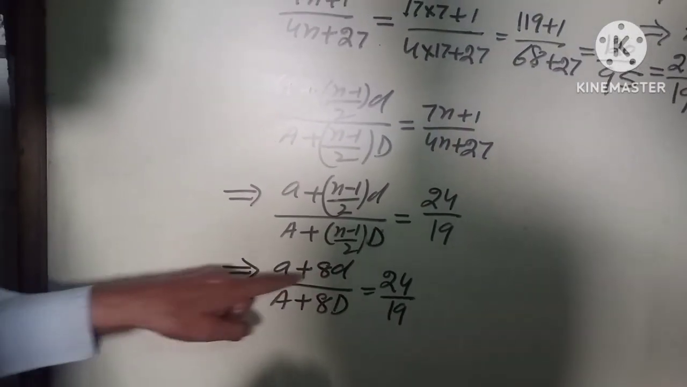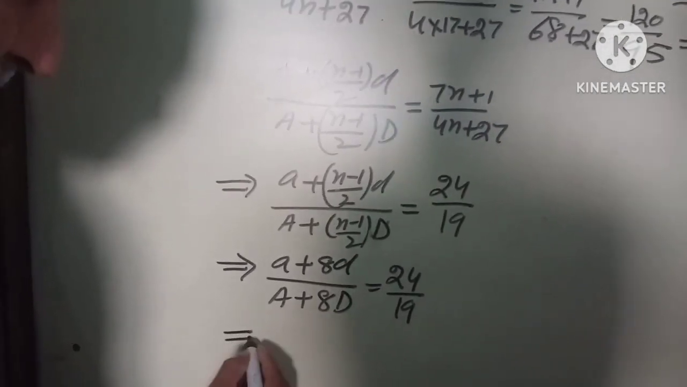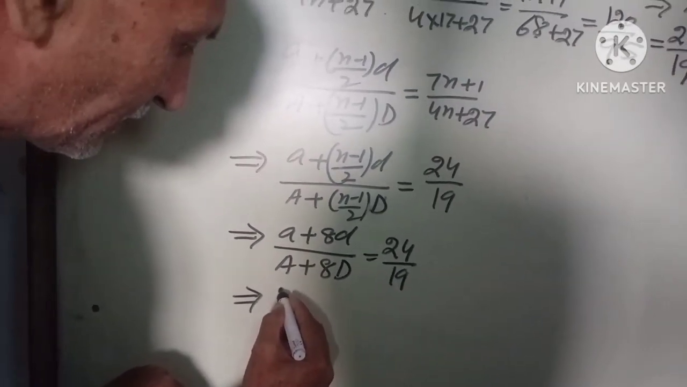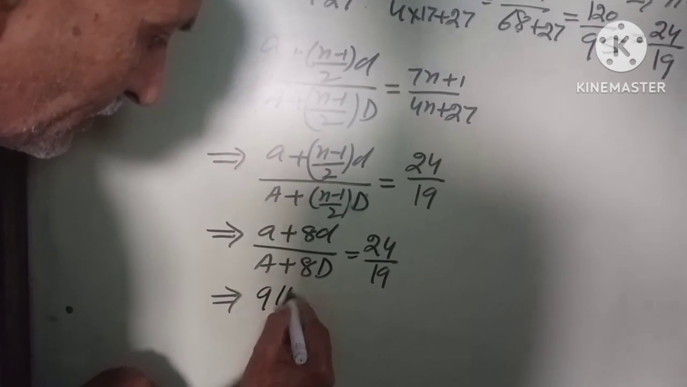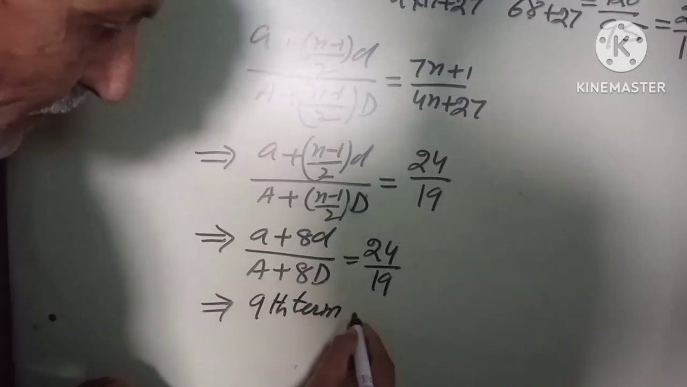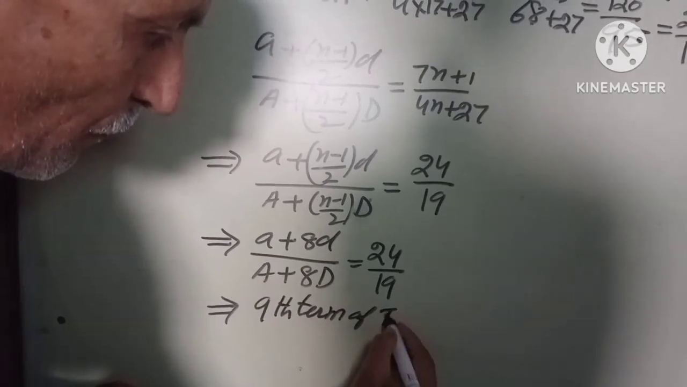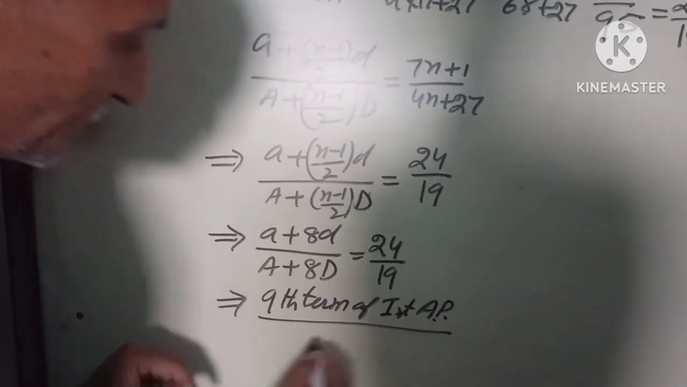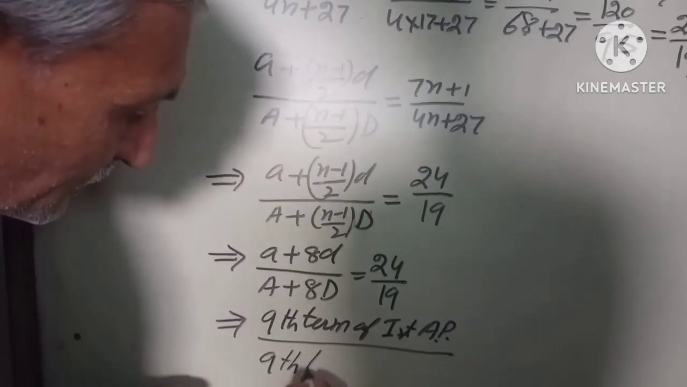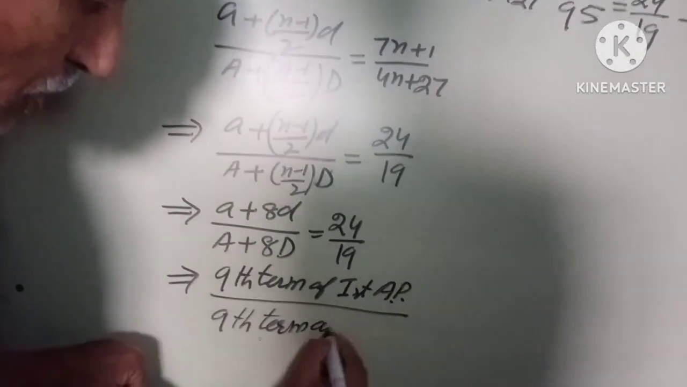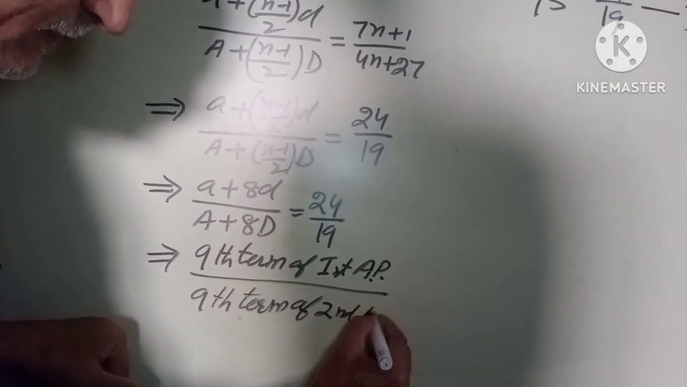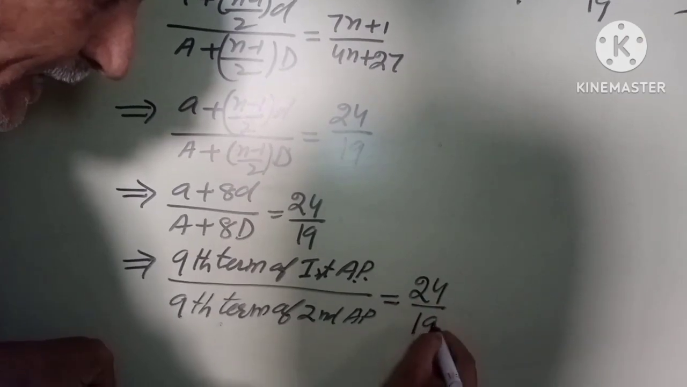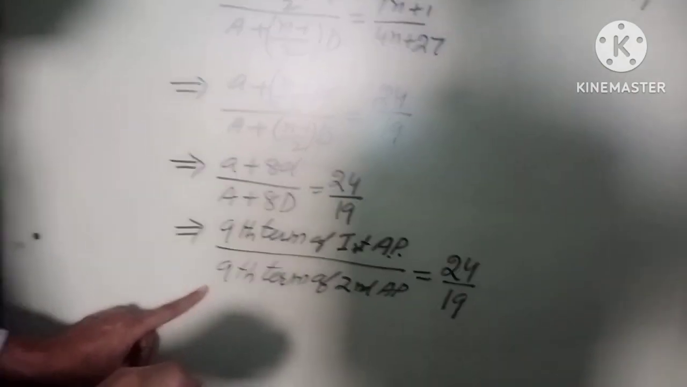And this is what the ninth term is. So you can write it as ninth term of first AP upon ninth term of second AP is equal to 24 upon 19, and this is what we have to find out.